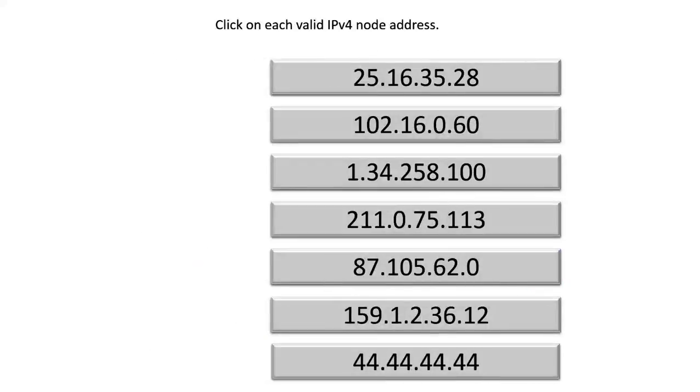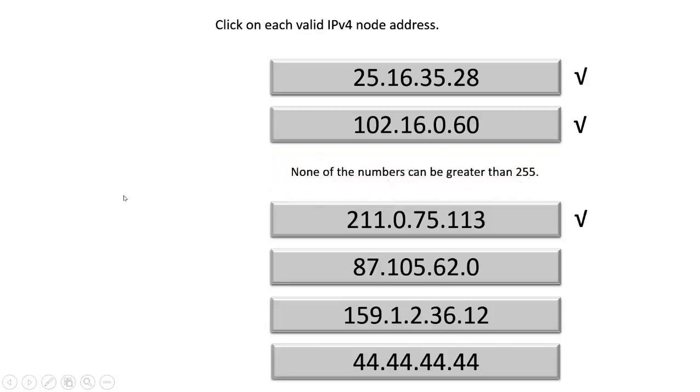This is another little interactive slide. It's a way that you can create quizzes. In this slide, the student has to click on the valid IP version 4 node addresses. So when they click on a correct one, they get a little check mark. Now, if they choose something that's incorrect, say this one, you click on it and it gives them feedback. Hey, none of the numbers between the dots can be greater than 255.